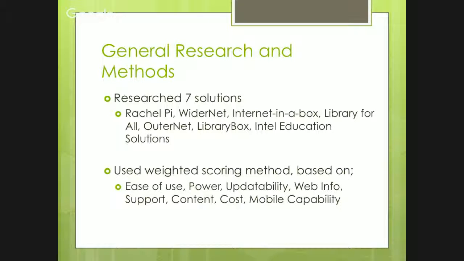So essentially, after doing all the research and finding out all the different things about these different solutions, we used a weighted scoring model. We based our scoring method on the ease of use of each option: the power, updatability, the information available to us on the internet, support from the provider or the developer of the product, the content that was available, cost, whether it be high or low, and whether it's mobile capable. So if you actually need a power outlet, or if it can be solar powered or run through battery or something like that.